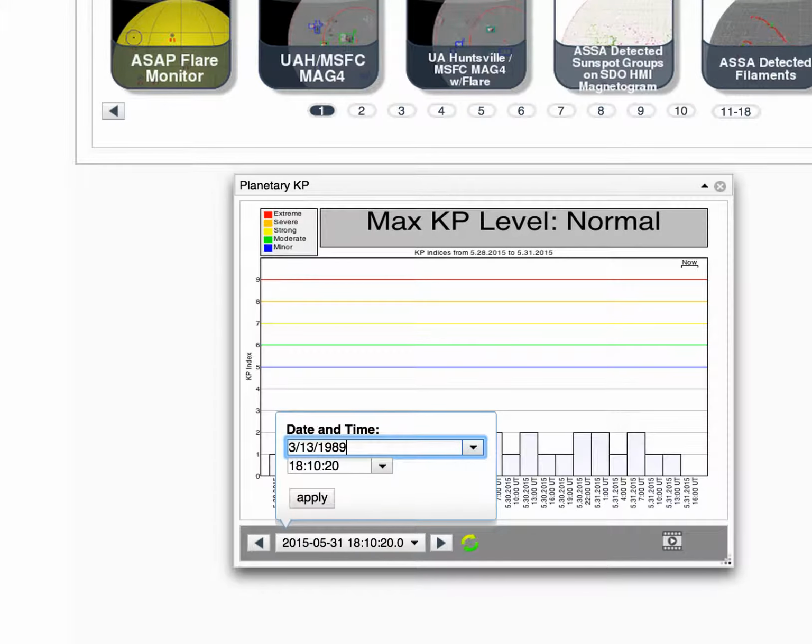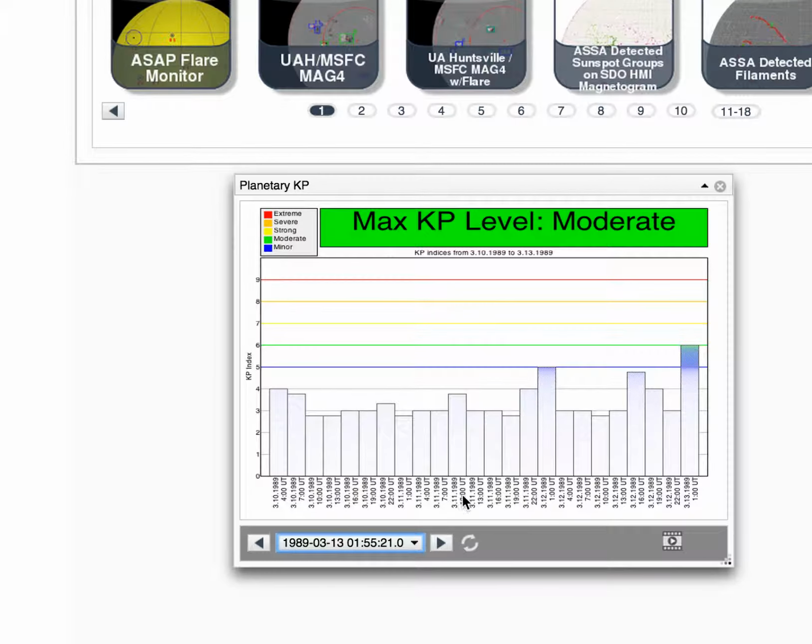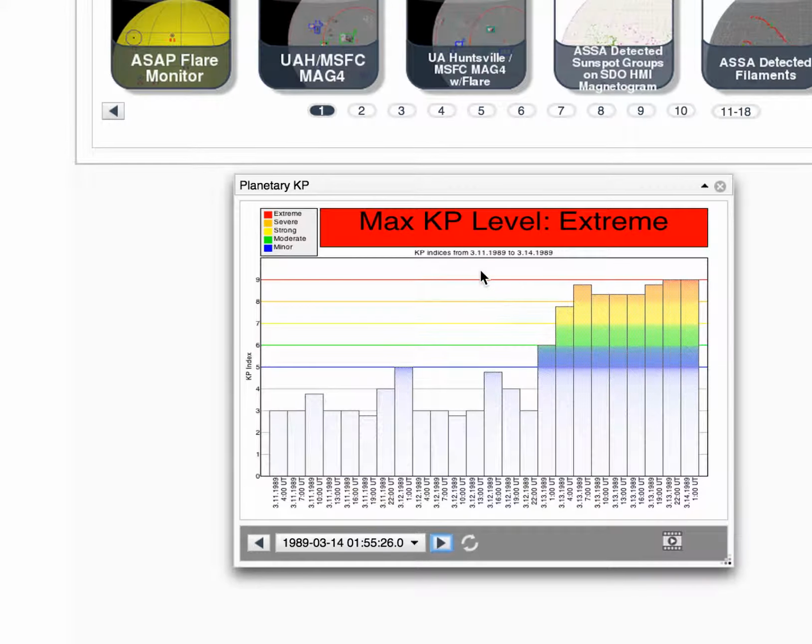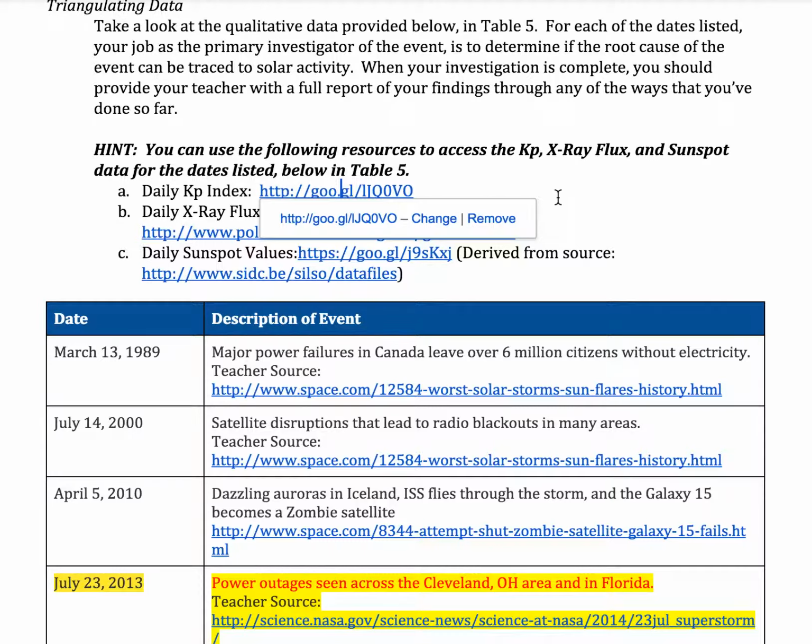And when we do that, what you will see after clicking apply is that over time, there we have March 13th. If we advance ahead a day, you can see the max KP value becomes extreme that entire day of March 13th. So they already will now know that based upon KP value, this was a pretty active day. But we're not finished. Let's make sure that we actually here on Earth saw those things through other corroborating evidence.